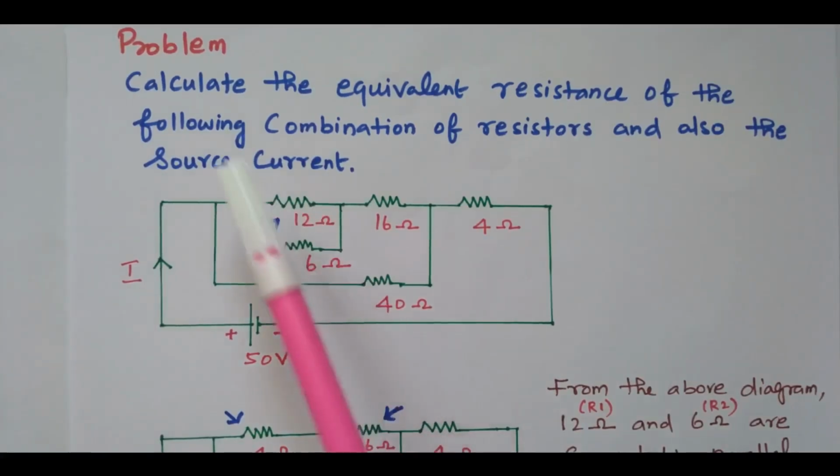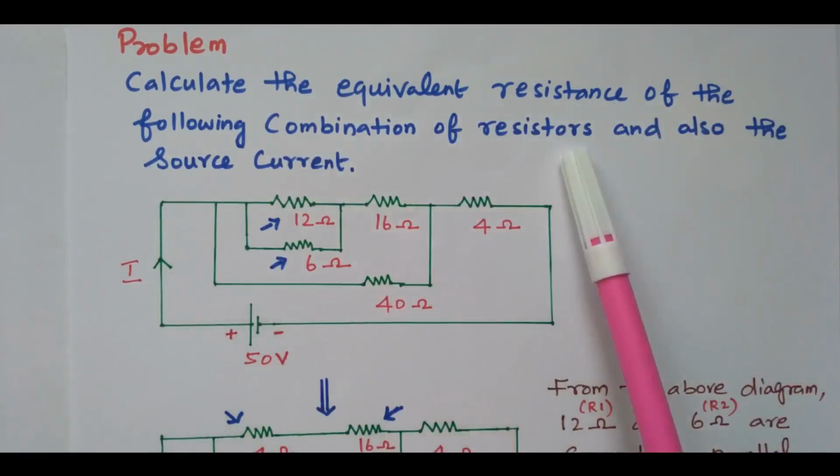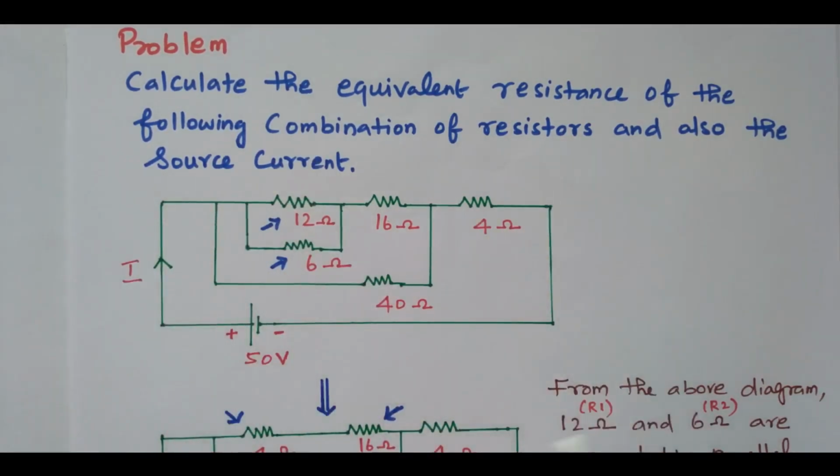In this problem we need to calculate the equivalent resistance of the following combination of resistors and also the source current. One circuit diagram is given. In this we need to find the total resistance and also the total current, the source current. Here a 12 ohm resistor is available, 16 ohm and 4 ohm. There is another 6 ohm and 40 ohm. Now we need to simplify this using series parallel combination.